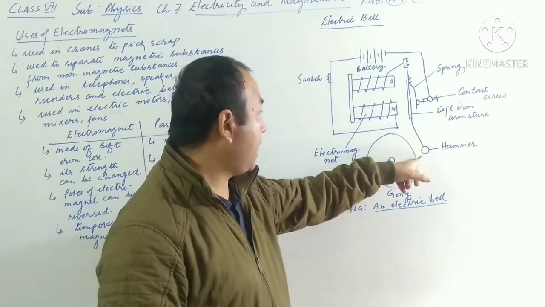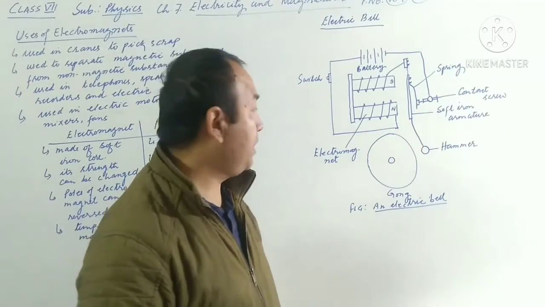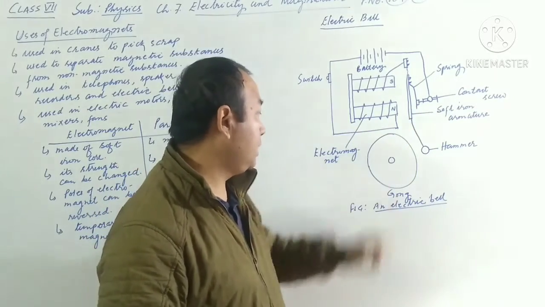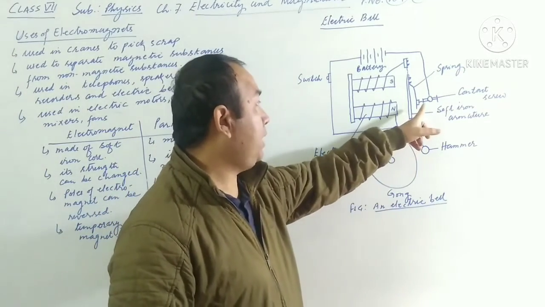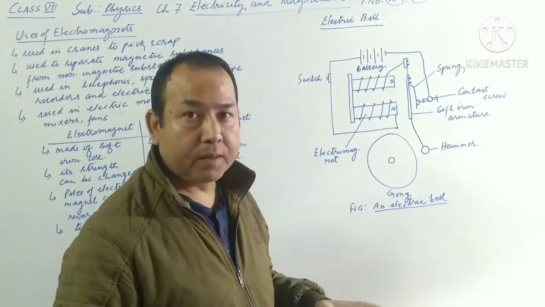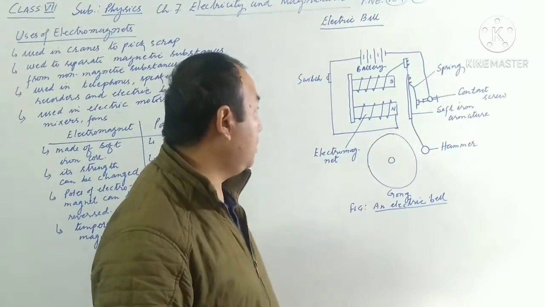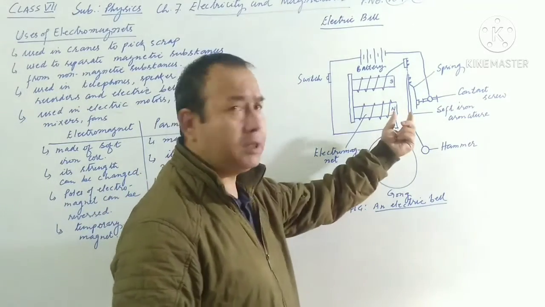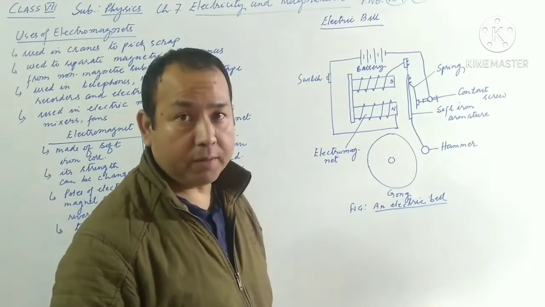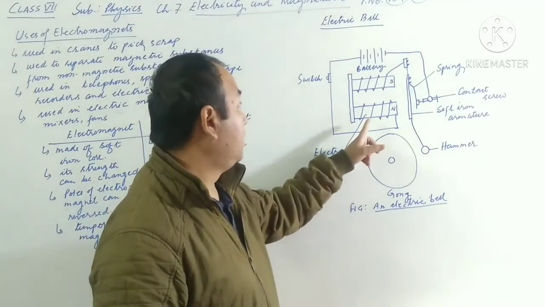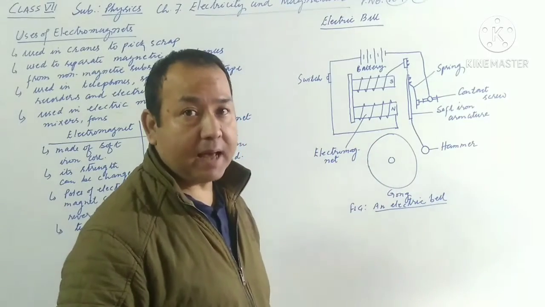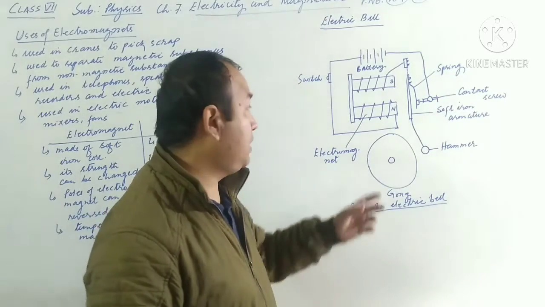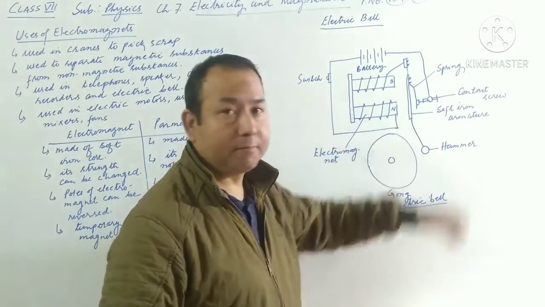The hammer which is attached to the soft iron armature goes to hit the gong and the sound is produced. But as it hits the gong, the contact between the contact screw and the armature is broken. In this way the circuit is broken and the electric current stops flowing. As a result, the electromagnet gets demagnetized and loses its magnetism.